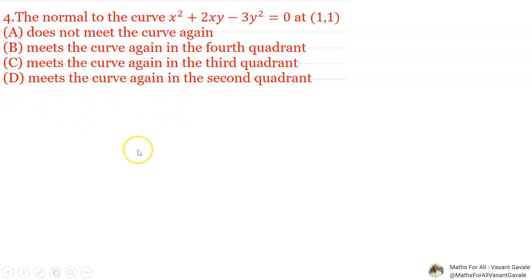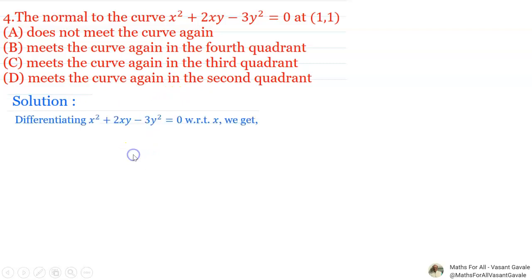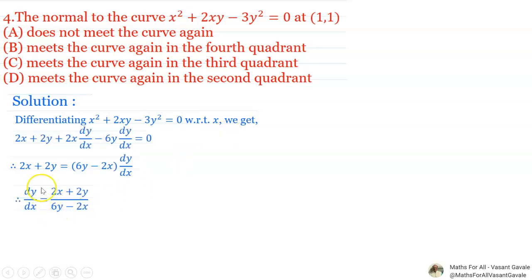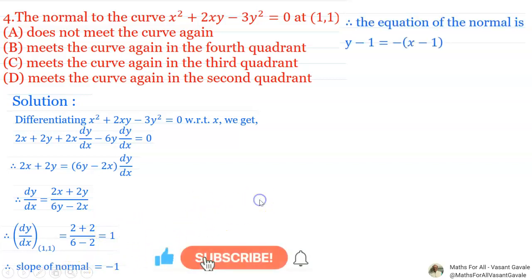D. Meet the curve again in the second quadrant. Now see the solution. Differentiate this equation with respect to x first of all. Then you will have dy by dx equals 2x plus 2y upon 6y minus 2x. And at the point (1, 1), the slope of the tangent equals 1. And therefore the slope of the normal is the minus reciprocal.